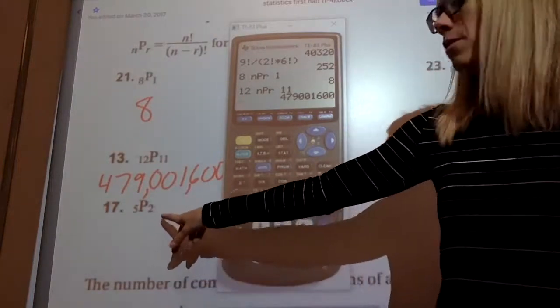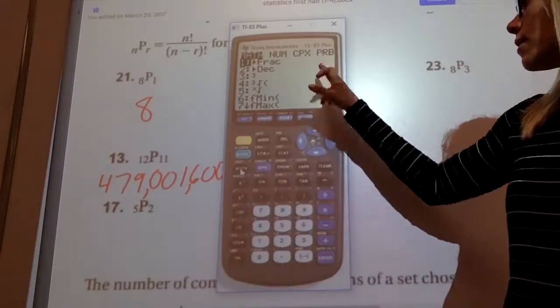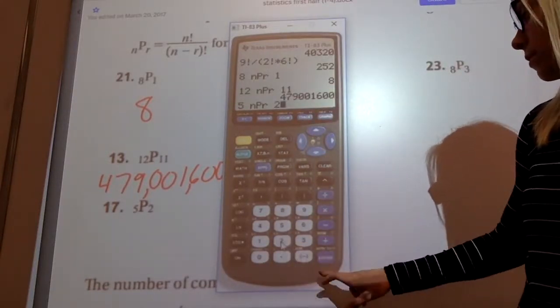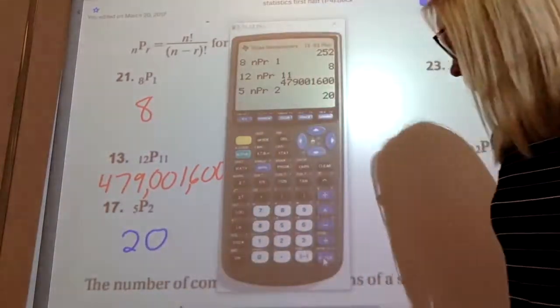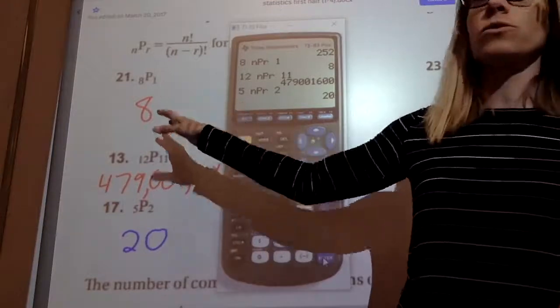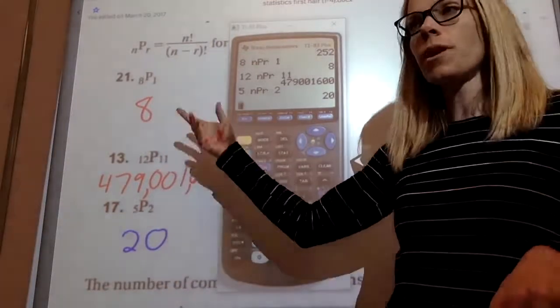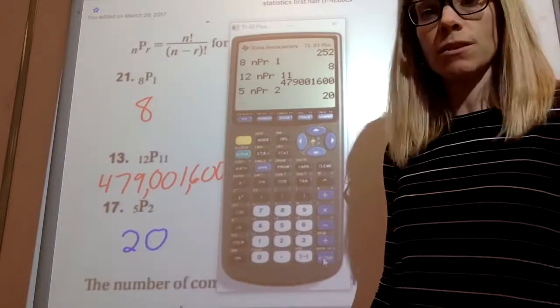And then let's do one more, 5P2. So again, you put 5, then the nPr, then 2, and that's 20. Right? And usually when we get to the story problems in the next part, we'll say 20 ways, 8 arrangements. They'll have labels, but we're just practicing the buttons today, so that's good enough.